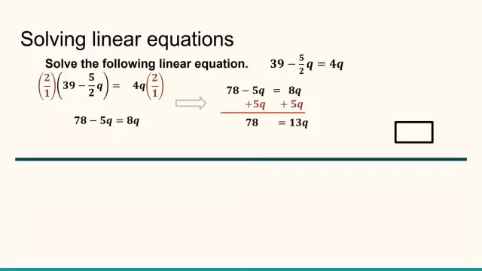So we have 78 equals 13q. Then what I'm going to do, let's rewrite that a little bit. Divide both sides by 13, and I'll get that q is 6.